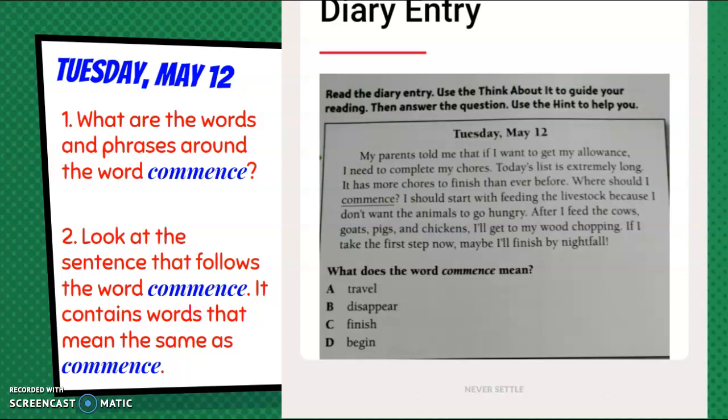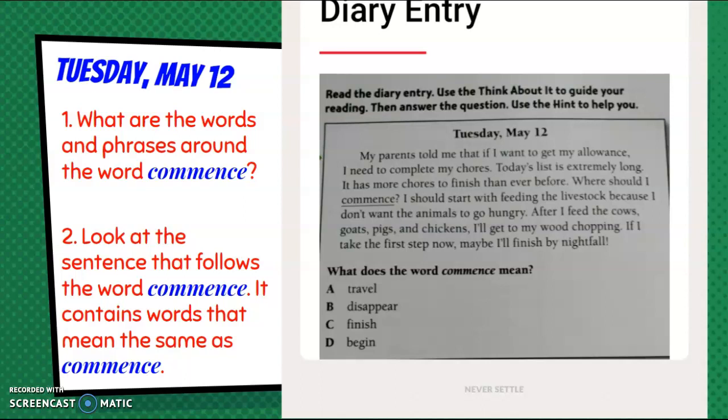It says, Tuesday, May 12th. My parents told me that if I want to get my allowance, I need to complete my chores. Today's list is extremely long. It has more chores to finish than ever before. Where should I commence? I should start with feeding the livestock because I don't want the animals to go hungry. After I feed the cows, goats, pigs, and chickens, I'll get to my wood chopping. If I take the first step now, maybe I'll finish by nightfall.